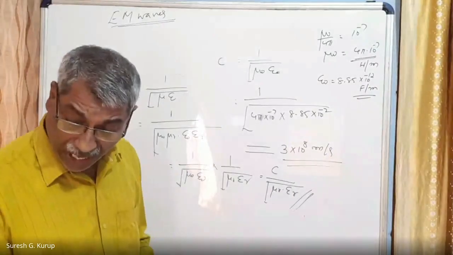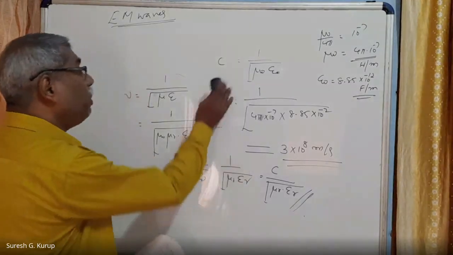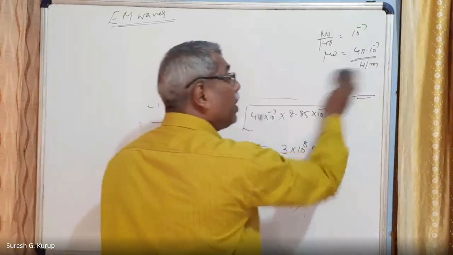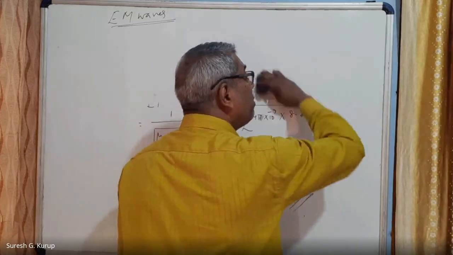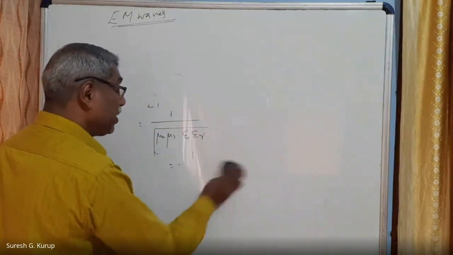Then a question arises: what is a plane electromagnetic wave? A plane electromagnetic wave is the one which travels in the same direction, only one direction it travels.